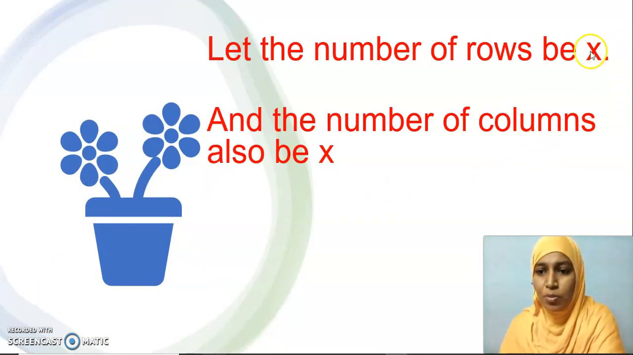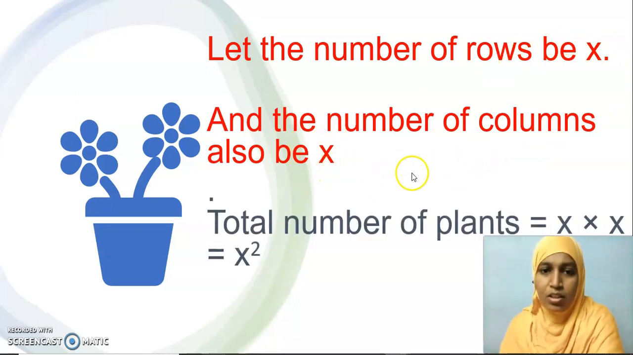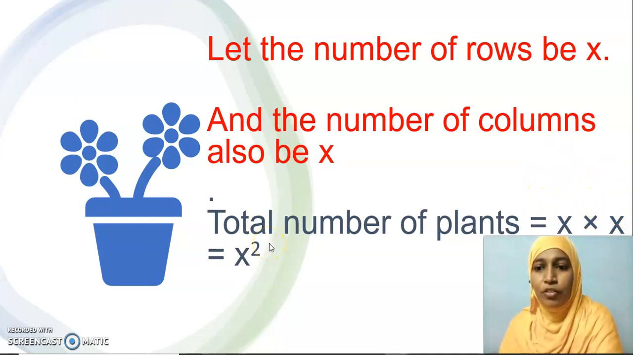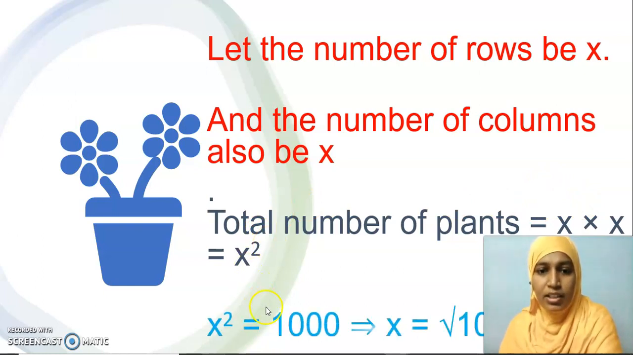Let the number of rows be x. I have considered it to be x and the number of columns to be x. So the total number of plants is x into x. As I said, 10 into 10, 2 into 2. Only then I will be able to find the total number of plants. So it is x squared. To find the number of rows, that is x, I have to find the square root of 1000. Now shall we find the square root of 1000? Here it is, my dear children.